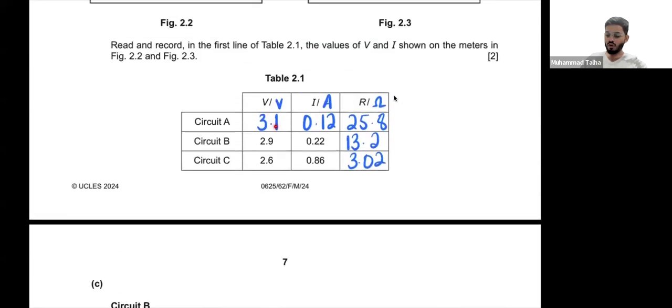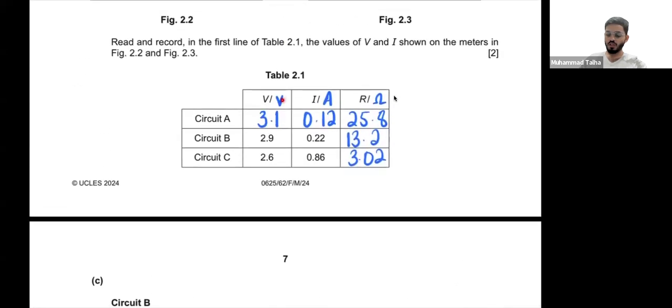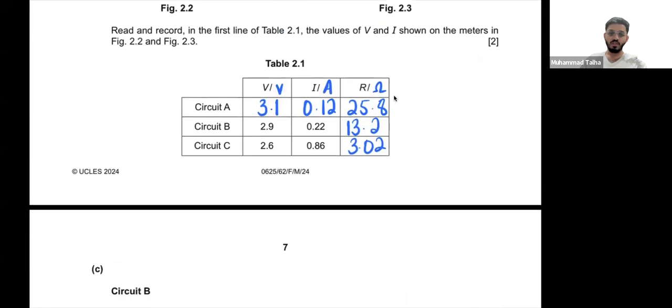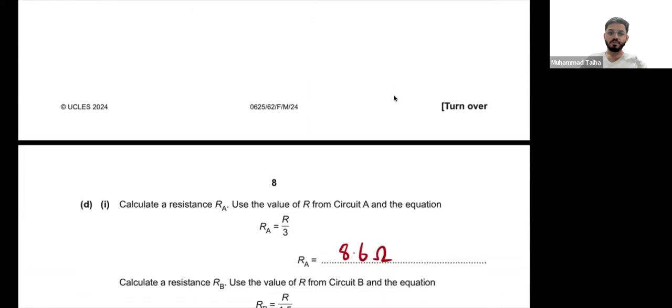So since I have all of these V over I, I can just use R equals V over I and calculate all of these resistance values. So these are what they turn out to be. You also have to add units to the column heading. So voltage would be in volts, current in amperes, resistance in ohms. Again, this is also just really easy maths right now.